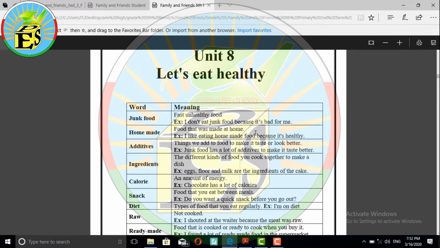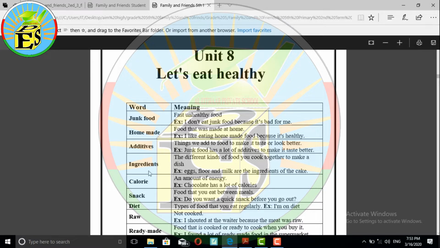Second word, homemade. You can divide the word. Okay, repeat. Homemade. What's the meaning of homemade? Food that was made at home. Any food which your mom or you make at home is called homemade. For example, junk food has a lot of additives to make it taste better.